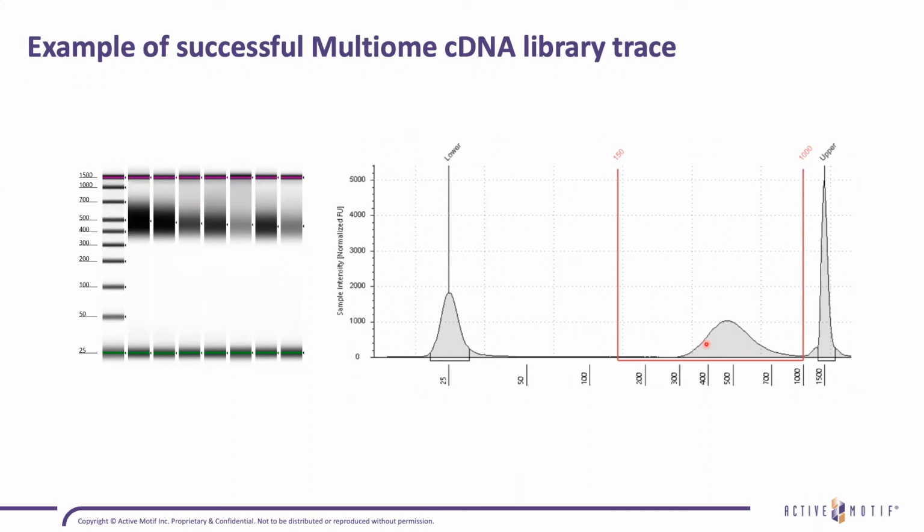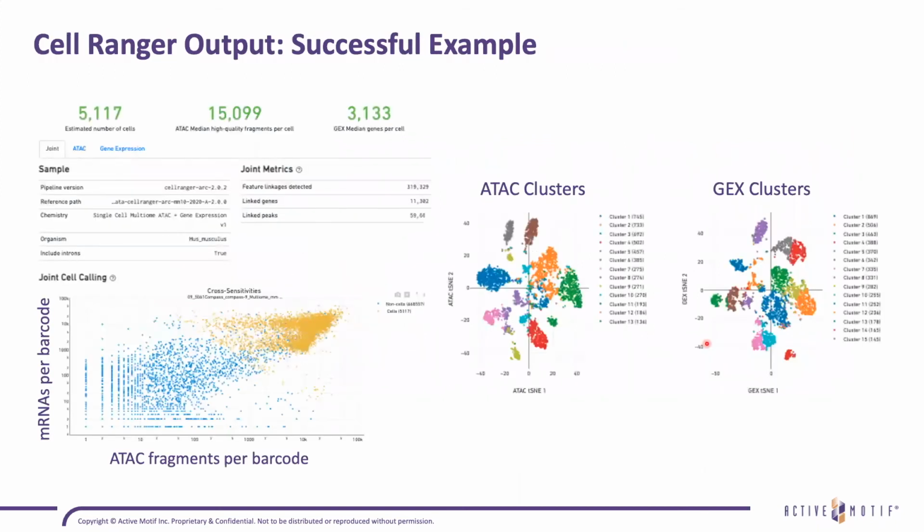After sequencing, the next step is to look at the Cell Ranger QC output. Cell Ranger is the 10x Genomics software suite that is used to analyze single-cell data. Shown here is a QC and clustering from a successful multi-omic run. We know it's successful because we're looking for Cell Ranger to call between 3,000 and 7,000 cells, and in this example, just over 5,000 cells were called.